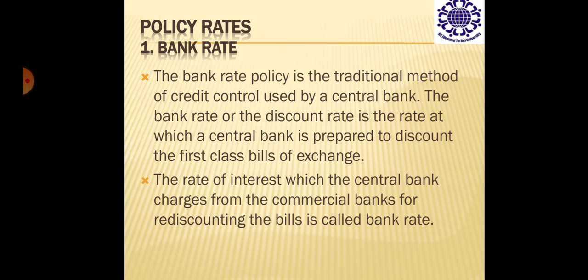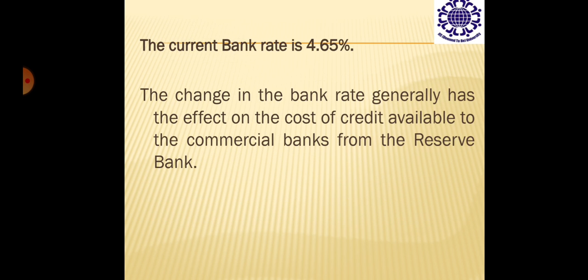The bank rate policy is the traditional method of credit control used by a central bank. The bank rate or a discount rate is the rate at which central bank is prepared to discount the first class bill of exchange. The rate of interest which the central bank charges from commercial banks for rediscounting the bill is called bank rate. This bank rate policy influences the cost and availability of credit to the commercial banks, also influences the interest rate and money supply in the economy, as well as the level of economic activity. The current bank rate is 4.65%.